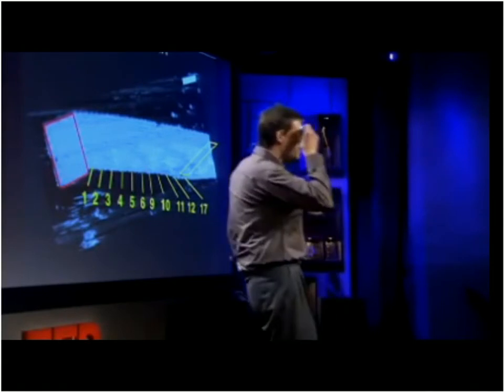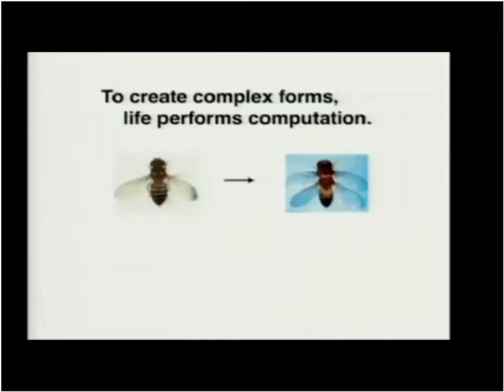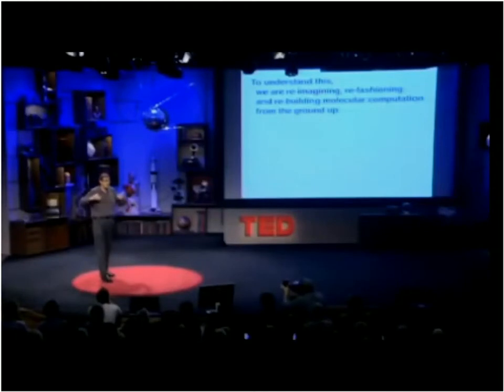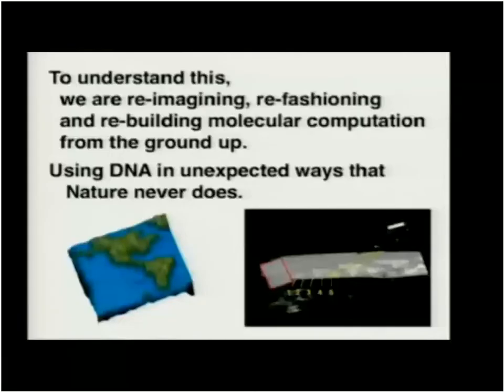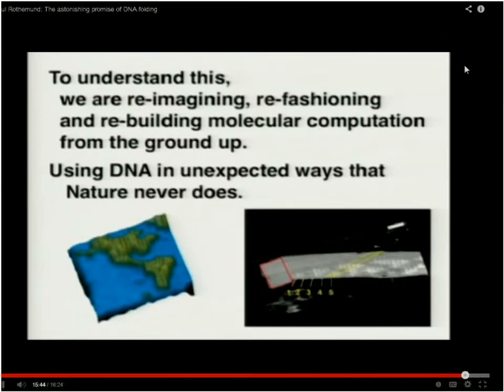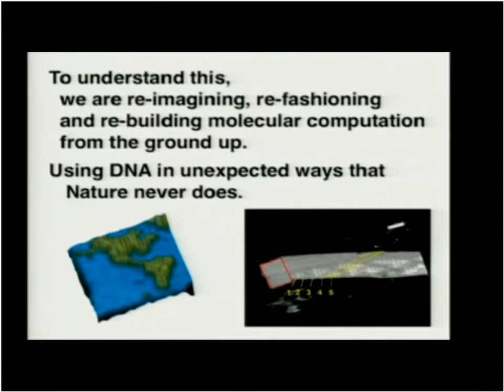So now, what do I want you to take away from this talk? I want you to remember that to create life's very diverse and complex forms, life uses computation. And the computations that it uses are molecular computations. In order to understand this and get a better handle on it, as Feynman said, we need to build something to understand it. And so we are going to use molecules and rebuild everything from the bottom up, using DNA in ways that nature never intended, using DNA origami to seed this algorithmic self-assembly.